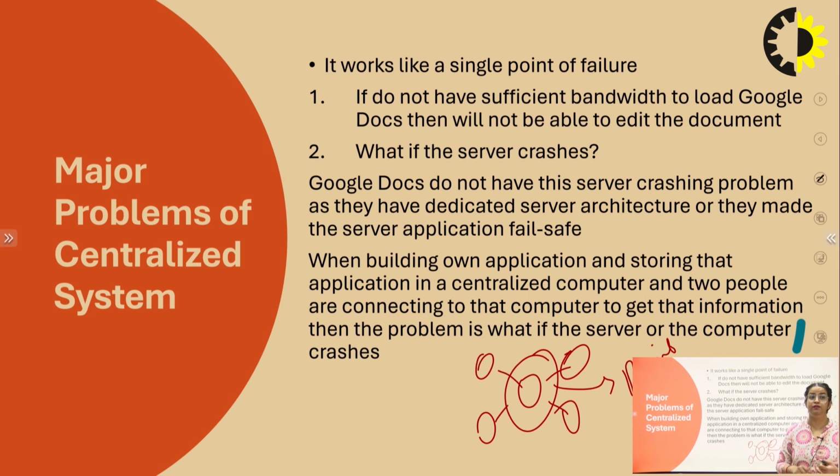It is very difficult whenever a problem arises at the single point of failure. Suppose this system has failed, then what will happen to the others? All are accessing data from there, and all data is stored on this system only, so there is a big problem. If you do not have sufficient bandwidth to load Google Docs, then we will not be able to edit the documents. The second problem is a server crash. Suppose this server crashes, then our whole data will be deleted.